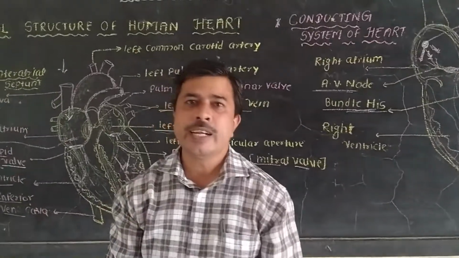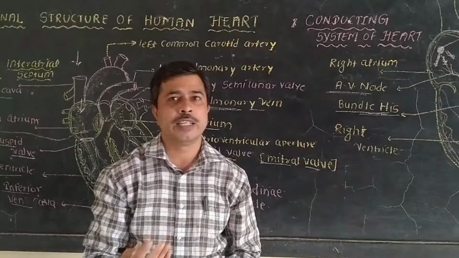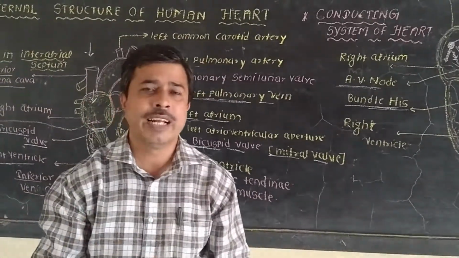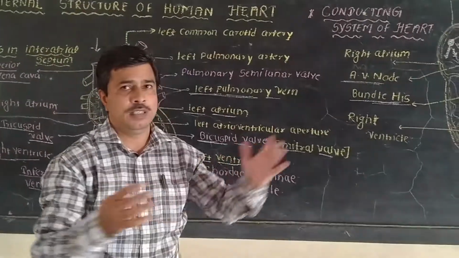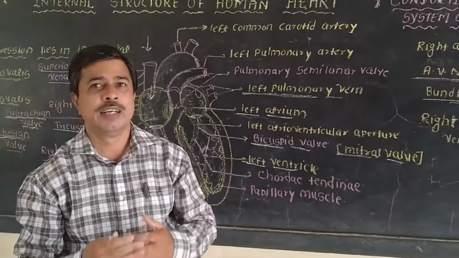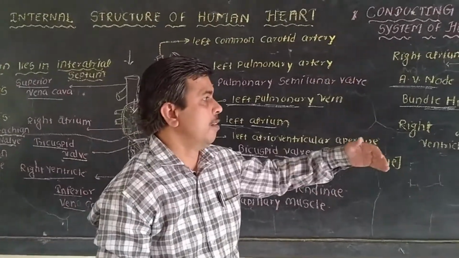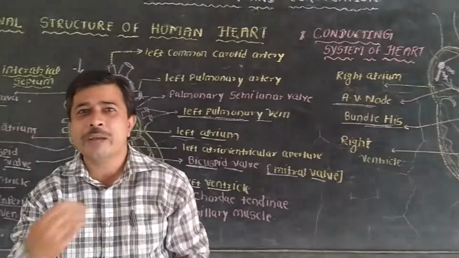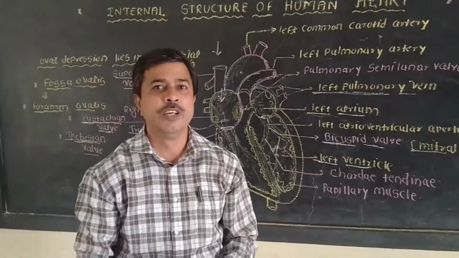The contraction of the heart is known as the systole, and the relaxation of the heart is known as the diastole. In this way the working of the heart takes place. How this contraction and relaxation of the heart takes place, how blood comes from the ventricles, and what its timing is, all these things will be seen in the next video.